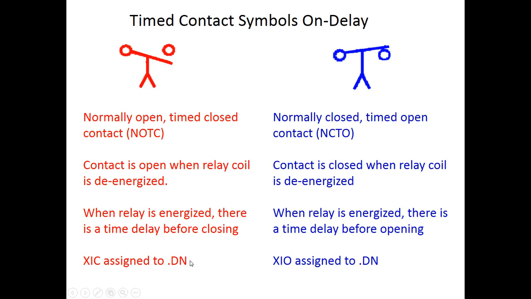And so we have a timer that's like 5 seconds. After 5 seconds, that done bit will become true. So that examine close, that open contact will kind of close, and it will be seen as being true. And if you want a normally closed time close contact, you use an XIO assigned to a done bit.